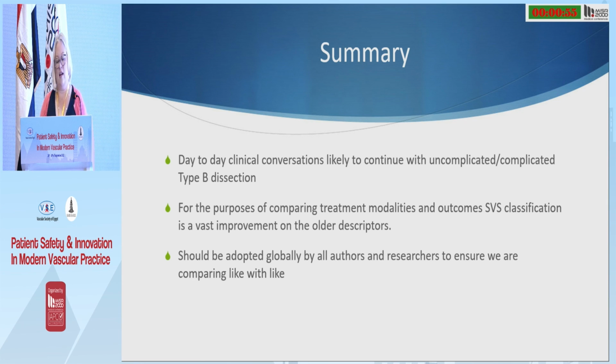And so, in summary, day-to-day clinical conversations, I think, are likely to carry on with the Stanford or the DeBakey classifications and whether they're complicated or uncomplicated. But for the purposes of publication, comparing treatment modalities, registry data, I think that the SVS classification is a vast improvement on the old descriptors, and I would encourage everyone to adopt it, all your authors and researchers in the audience, to ensure that we're comparing like with like and can make sensible decisions about which treatment modalities are useful. Thank you.